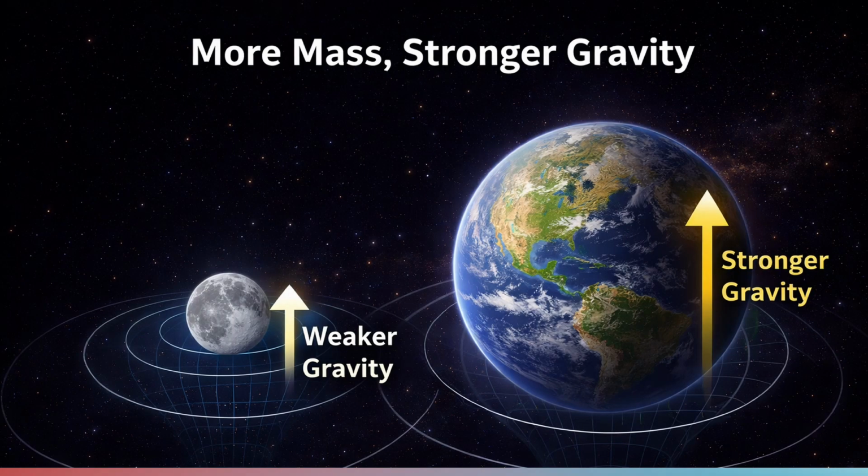In this image, we're comparing the gravity of the Moon and the Earth. The Moon has much less mass than the Earth, so its gravitational pull is weaker. You can see that represented by the smaller curvature and the shorter arrow. Earth, on the other hand, has much more mass. The greater mass creates a stronger gravitational pull, shown here by the deeper curvature and larger arrow. The key idea is simple. The more mass an object has, the stronger its gravity, and as the gravity increases, the escape velocity also increases.